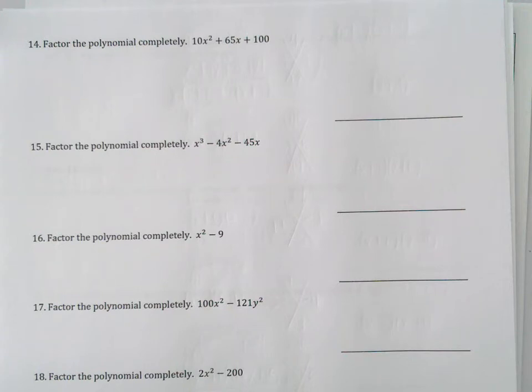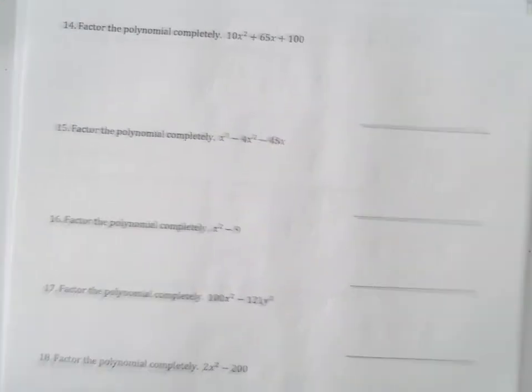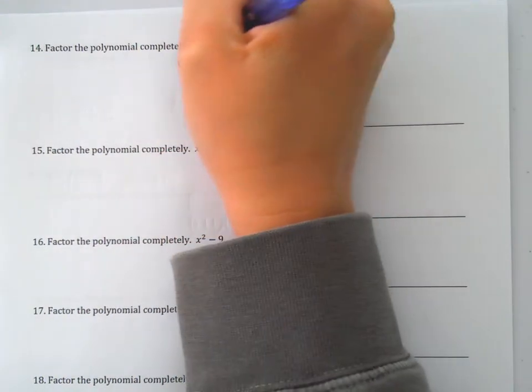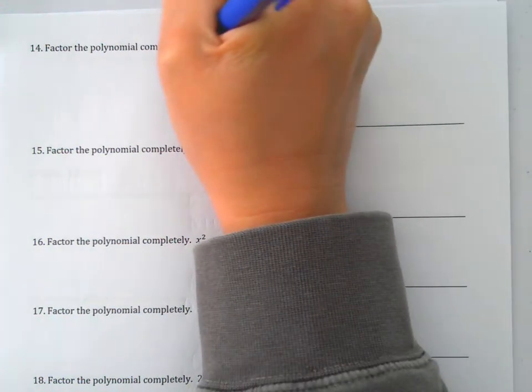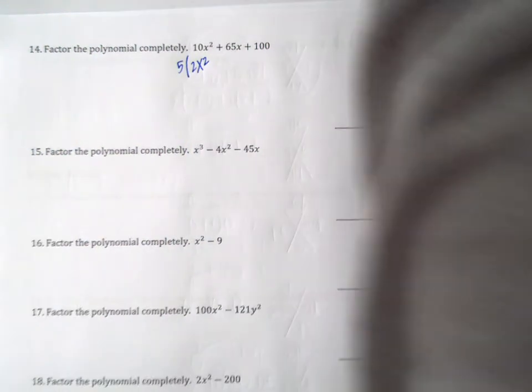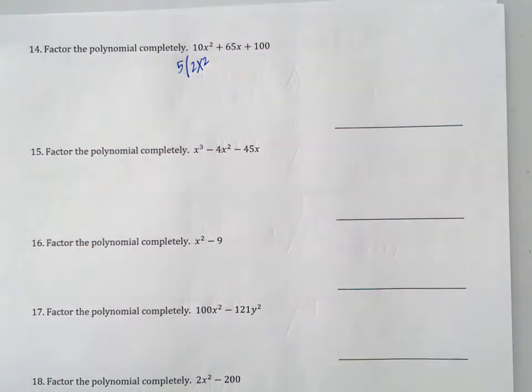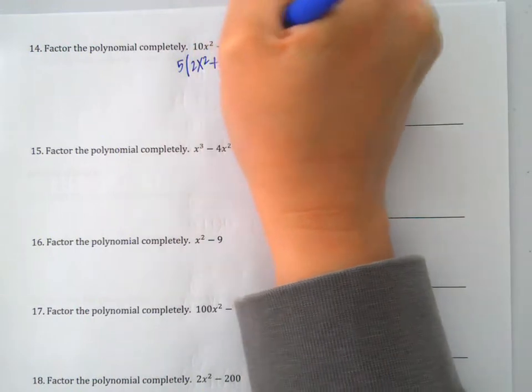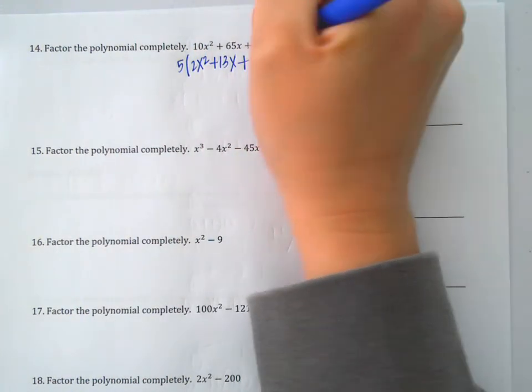Okay, so we have three terms, 10x squared plus 65x plus 100. Do those have a GCF? They do. Between 10, 65, and 100, I can first factor out a 5. And so that's what I'm going to do first. I'm going to factor out a 5, and then I would be left with 10 divided by 5 is 2, 65 divided by 5 is 13, and 100 divided by 5 is 20.